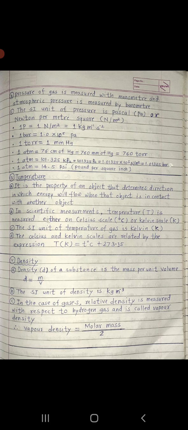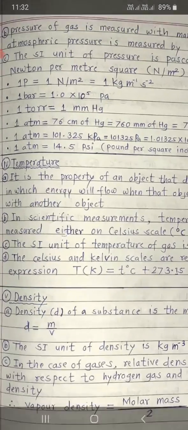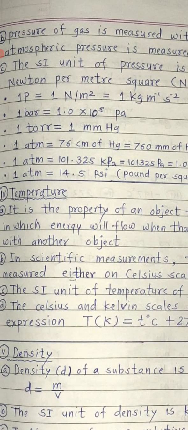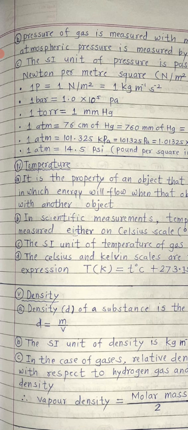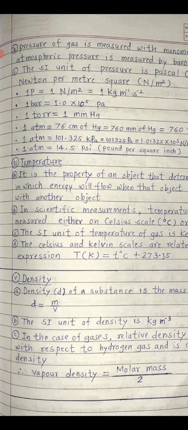Now, some conversions for pressure. 1 Pascal is equal to 1 Newton per meter square, that is equal to 1 kilogram per meter per second square. And 1 bar is equal to 1.0 into 10 raised to 5 Pascal. Now torr: 1 torr is equal to 1 millimeter of mercury. Next, 1 atmosphere, that is 1 atm, is equal to 76 centimeter of mercury.